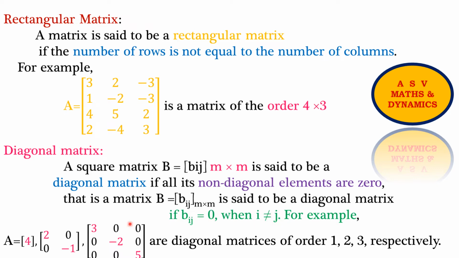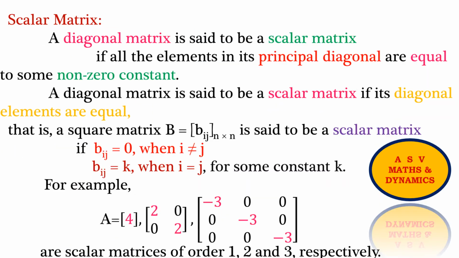So when the diagonal elements are non-zero but the non-diagonal elements are 0, it is a diagonal matrix. You see only the diagonal elements are non-zero but the non-diagonal are 0. The word is very important: the diagonal elements are non-zero but the non-diagonal elements are 0. Likewise, when the non-diagonal elements are 0, it is a diagonal matrix.